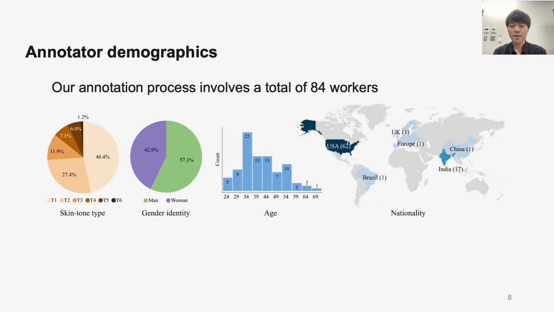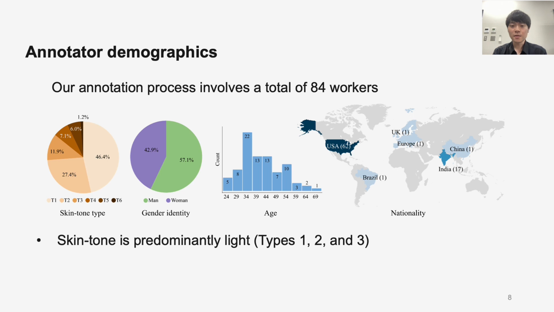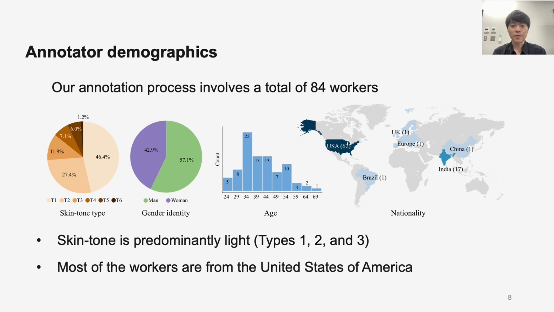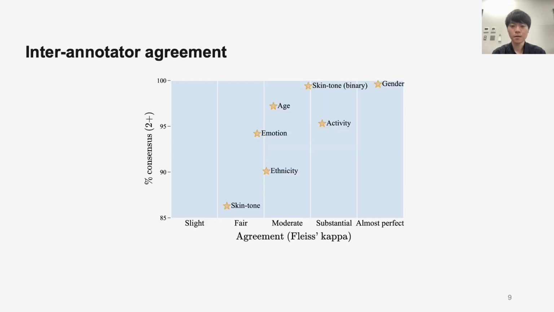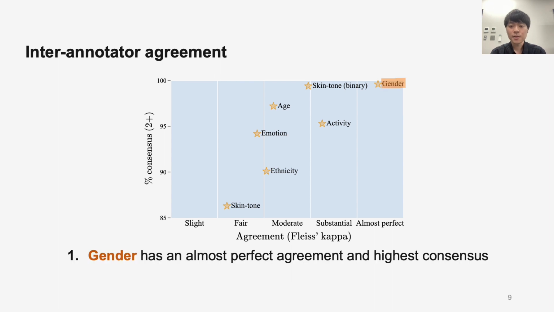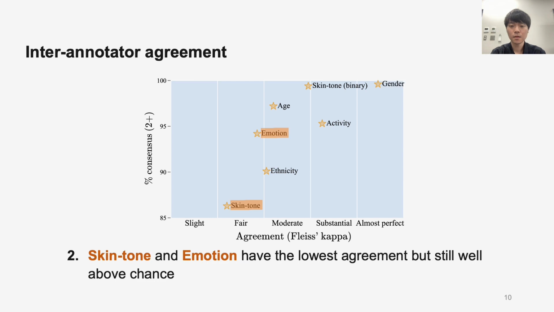Our annotation process involves a total of 84 workers. From the demographic statistics, we observed that the skin tone of the workers is predominantly light, and most of the workers are from the US. In order to measure to what extent attributes are equally perceived by different people, we compute the inter-annotator agreement with 2 metrics, a consensus ratio and Fleiss' kappa. The results show that among all the attributes, gender has an almost perfect agreement and highest consensus. In contrast, skin tone and emotion have the lowest agreement but still well above chance.